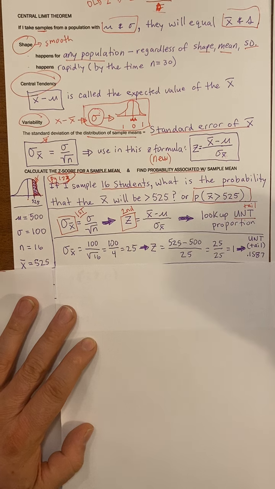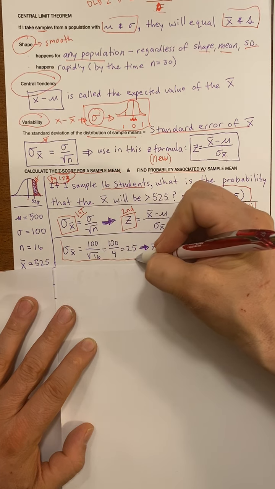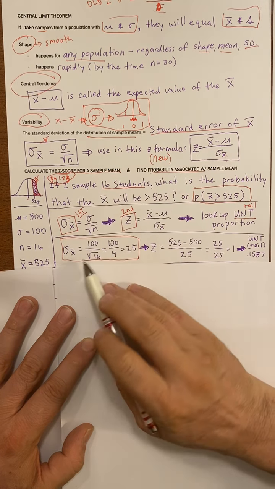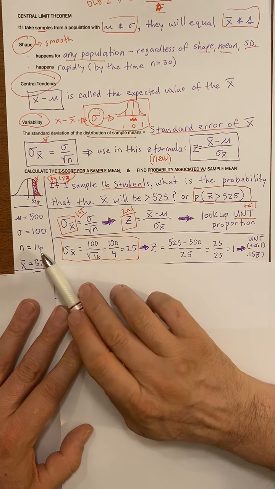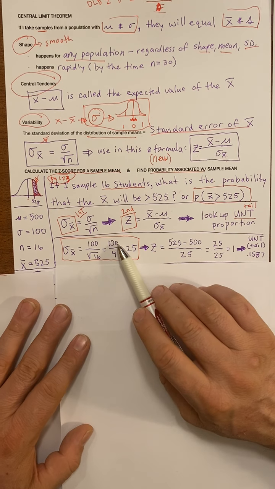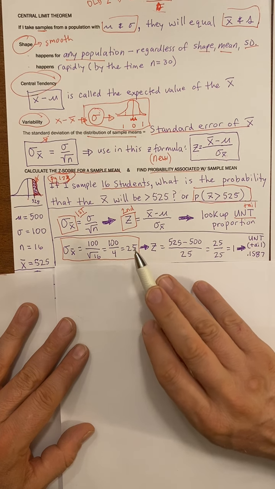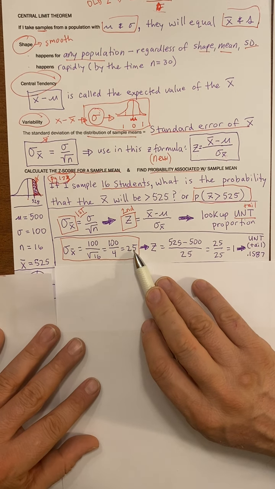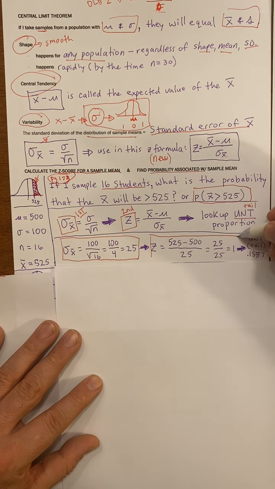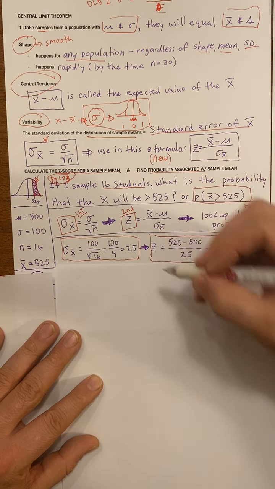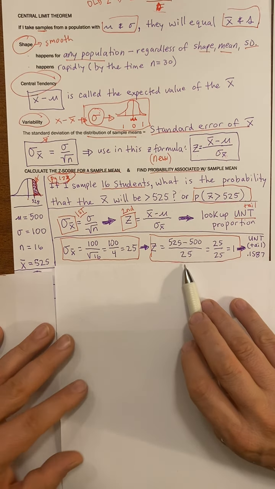Solves, as you see here. First thing that we did was we calculated our standard error equation. It was 100 over the square root of 16, which equaled 100 over 4, which then equaled 25. Why did we calculate that?